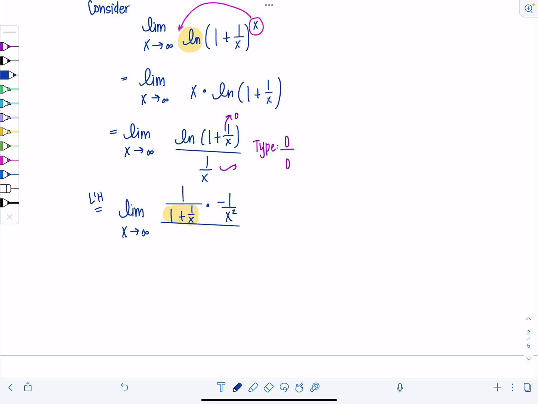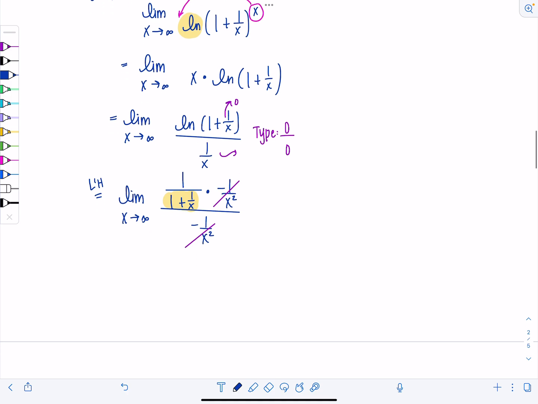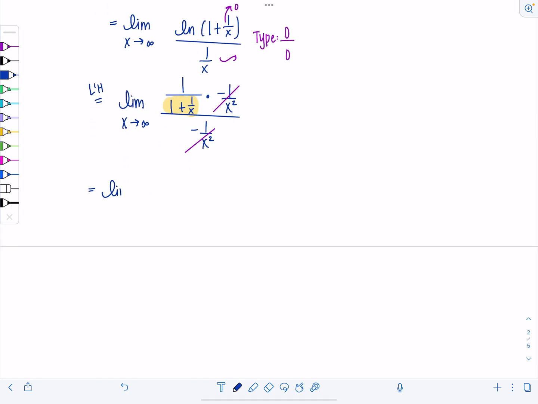Okay, so that's the derivative of the numerator. Derivative of the denominator is just going to be the same thing as we had up here because it's just x to the negative first, so it'll be negative 1 over x squared. Okay, I know it looks messier, but things will work out for us in just a second. Notice these negative 1 over x squareds cancel out. Love it. And then let's see if we can evaluate this limit now. So we've got the limit, x approaches infinity, 1 over 1 plus 1 over x. So as x approaches infinity, 1 over x approaches 0, and I'm just left with 1 over 1, which is 1.